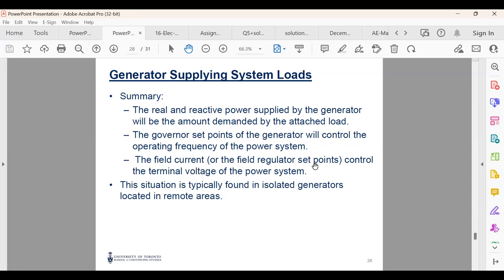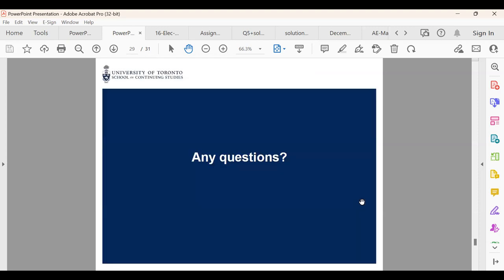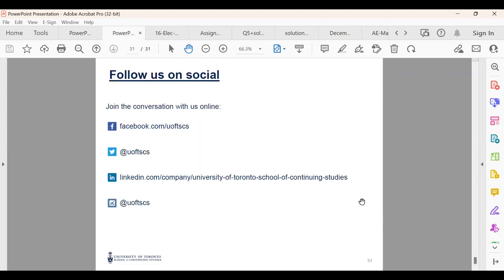Field current is used to control the voltage, of course. Push reactive power or absorb reactive power by controlling the field current or the field regulator. Okay. I think that's it for this module. We completely finished module number 8. I'm going to solve some of the previous exams. It's just one problem to complete this, and then we can look at assignment number 2.